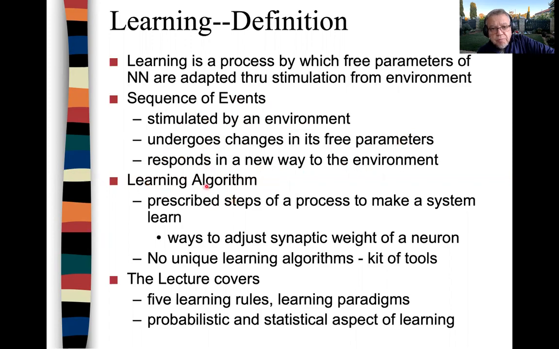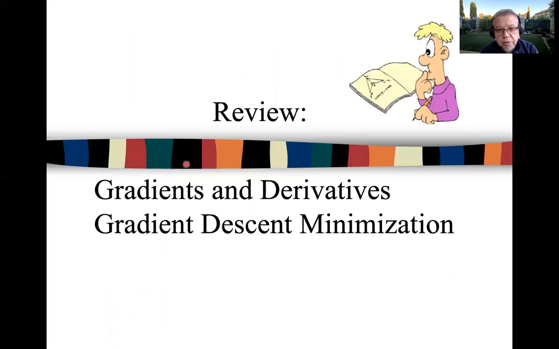A learning algorithm is the prescribed steps of a process to make a system learn. It is also the way or ways to adjust the synaptic weight of a neuron. There is no unique learning algorithm, so it is a kit of tools. In this lecture, we will cover 5 learning rules or learning paradigms, including probabilistic and statistical aspects of learning. But before we do that, let's review gradients and derivatives.